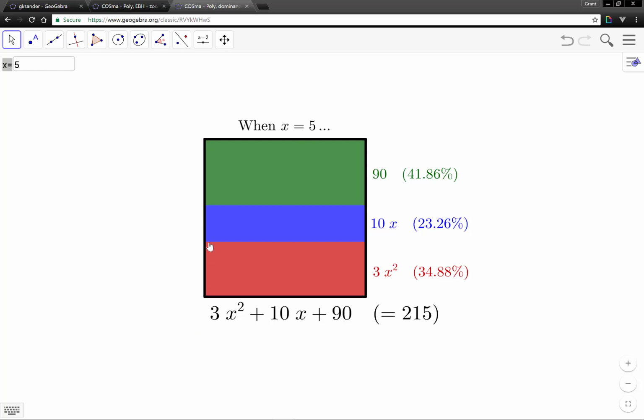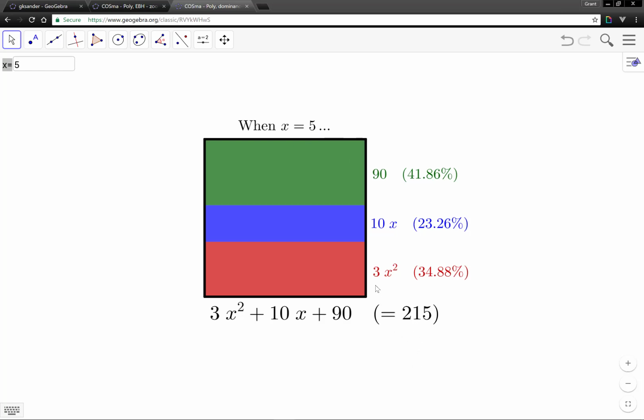And I have this square here that represents the total value of that polynomial expression. So the whole square represents the current value of 3x squared plus 10x plus 90. Right now it has a value of 215. We see that x equals 5. So when x equals 5, the whole polynomial expression has a value of 215.